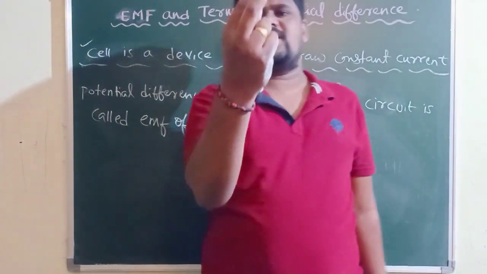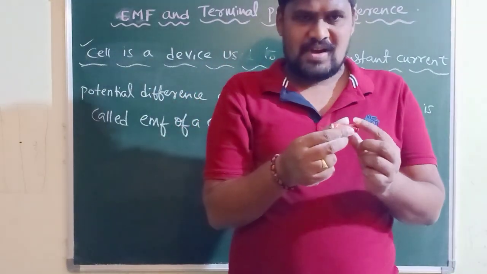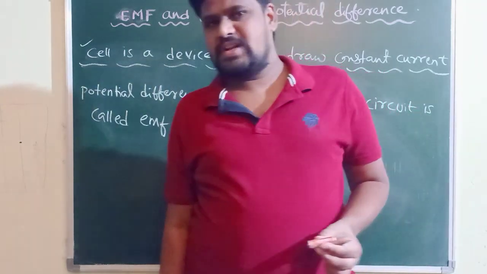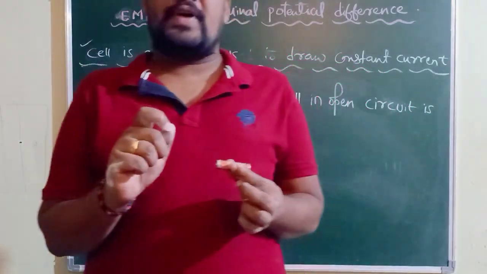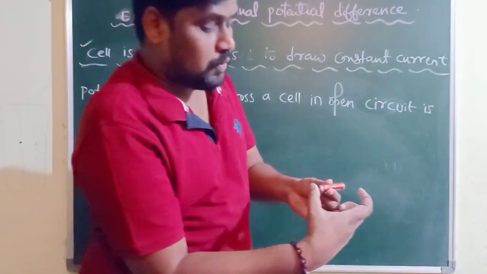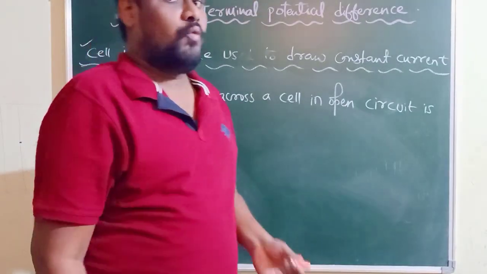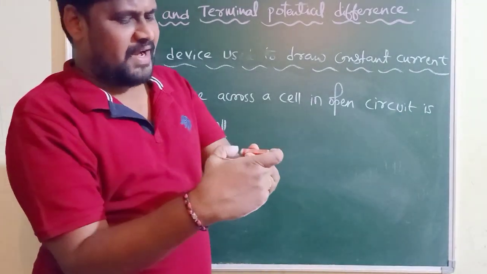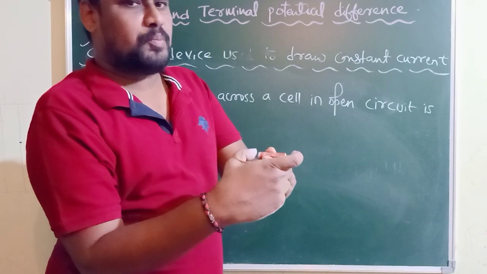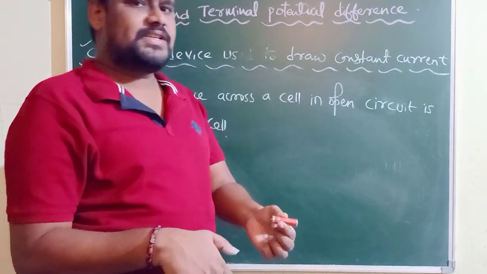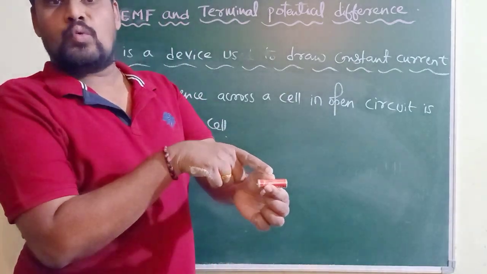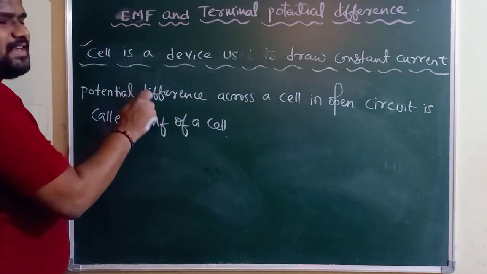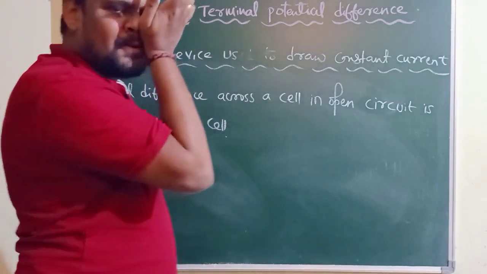Now the cell is in which circuit? Open circuit. Already the cell is labeled with 1.5. What is 1.5? The 1.5 is the potential difference or voltage across a cell when it is in which circuit? Open circuit. That voltage across a cell in open circuit, we will call it the EMF of a cell.